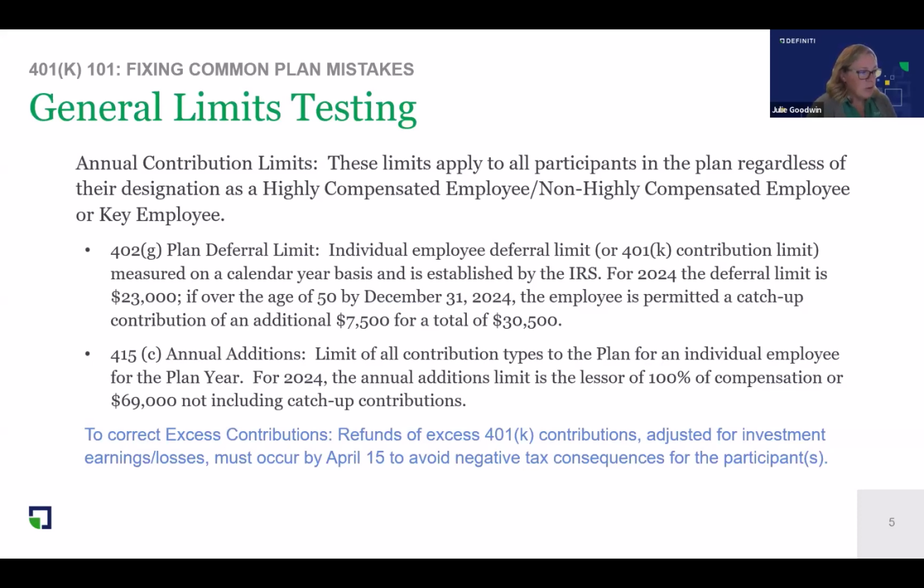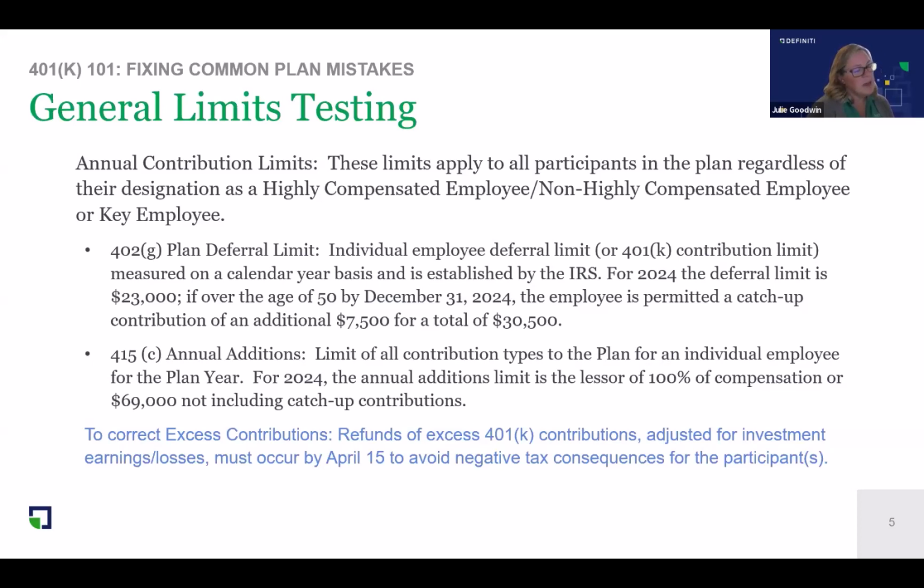The amount that's included in that $69,000 is for all contribution types. And so that means my salary deferrals, any safe harbor contributions, any match contributions, if there's a profit sharing contribution, if there's an allocation of forfeitures to my account. That is all considered underneath this limit. When an employee has excess contributions, the amounts have to be refunded or reduced.